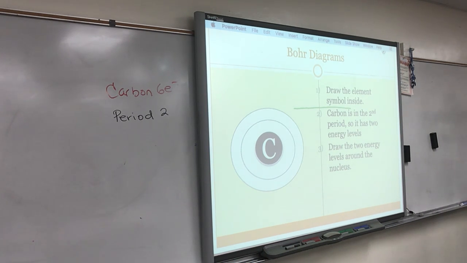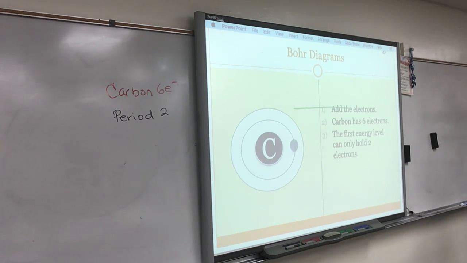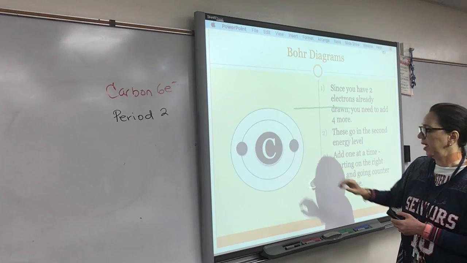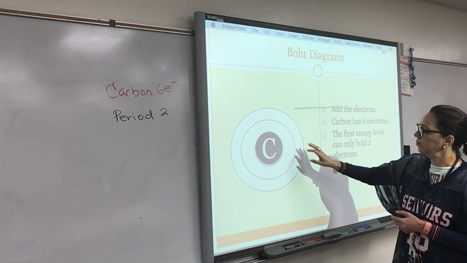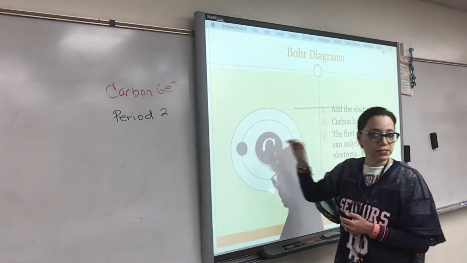How many electrons are we drawing in total? 6. Okay. How many electrons did we say the first energy level could hold? What was the maximum amount? 2. So we cannot draw more than 2 electrons. The first energy level can hold 2 electrons. That's the maximum amount that we're going to draw. So this is how we will draw it. 1, 2. To the right, and then we go to the left. Right, left. These are my first 2.